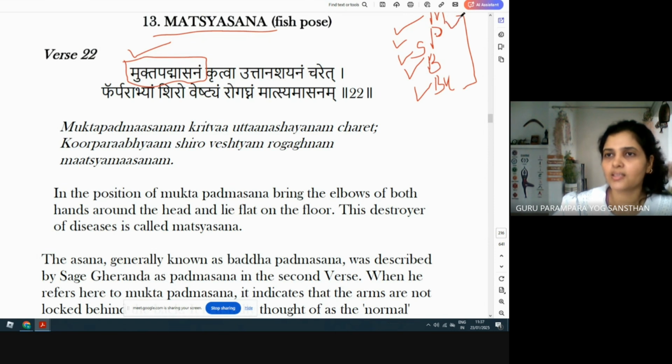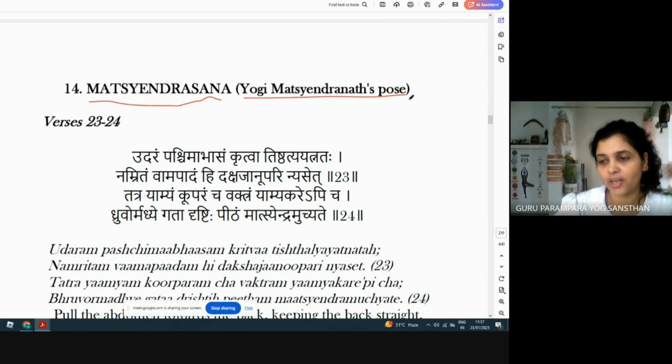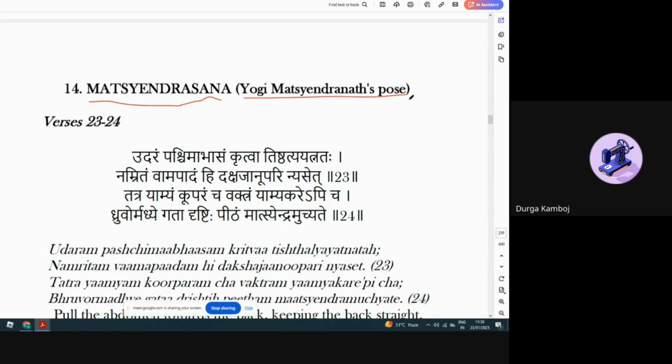Which is it? Matsyasana, Padmasana, Simhasana, Bhadrasana or Bhujangasana. Matsyendrasana is a very important asana in Hatha Pradipika, named after Yogi Matsyendranath. Anyone who remembers the benefits, there are so many in Hatha Pradipika. It's a very important asana there. For the digestive system? Does Jataragni get high? Yes.